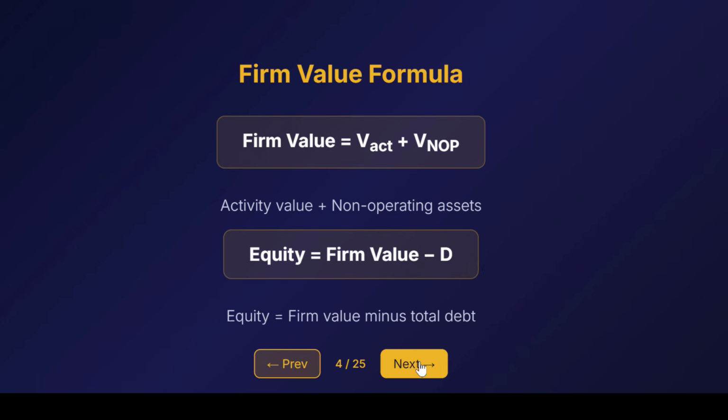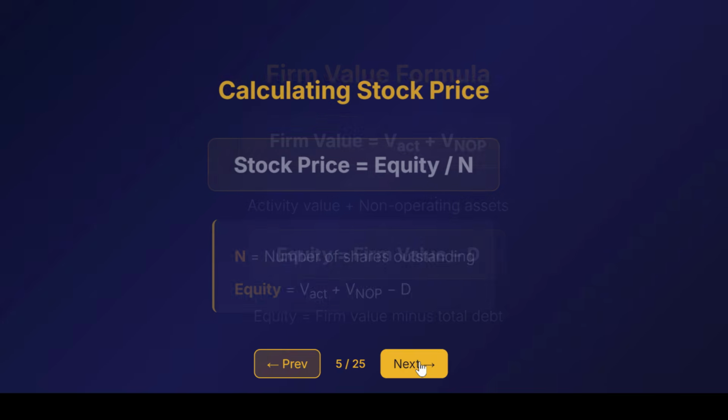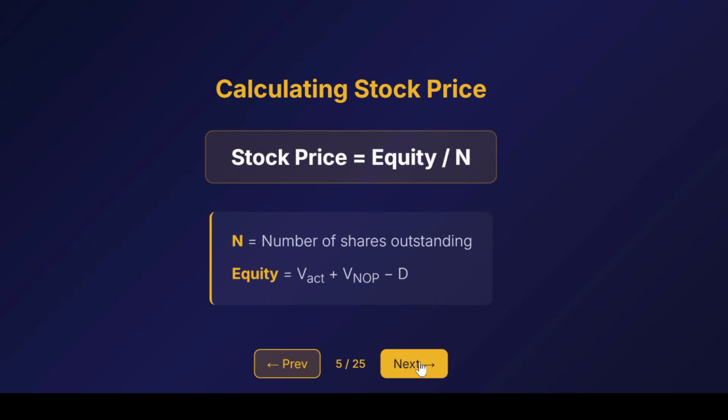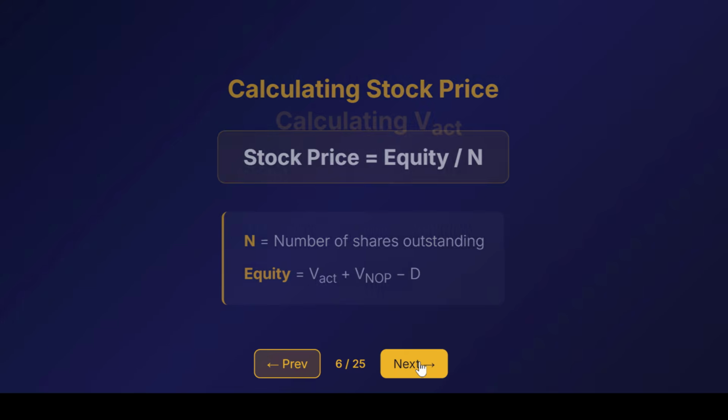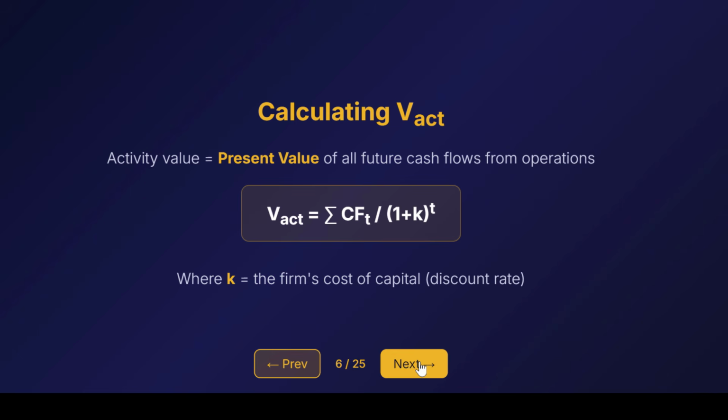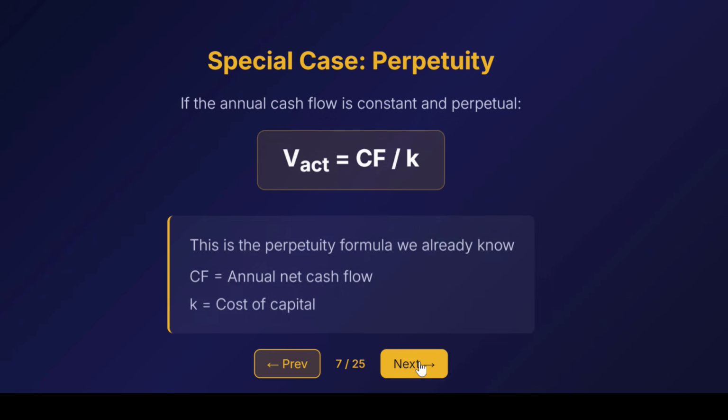Calculating stock price. The stock price is equal to equity divided by N, where N is the number of shares outstanding. Remember that equity equals WACC plus VNOP minus D. Calculating WACC. The activity value is the present value of all future cash flows from operations. The formula is WACC equals the sum of cash flows at time t, divided by (1 plus k) to the power of t, where k is the firm's cost of capital or discount rate.